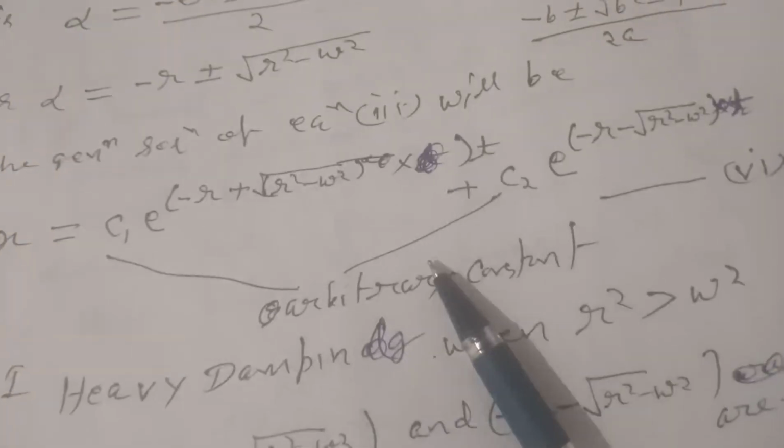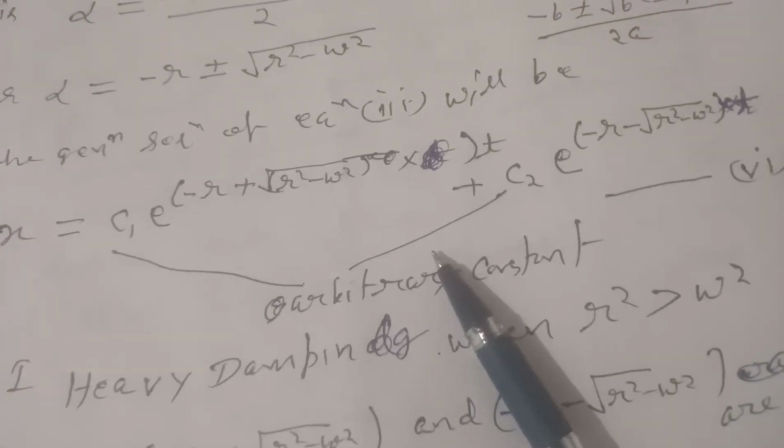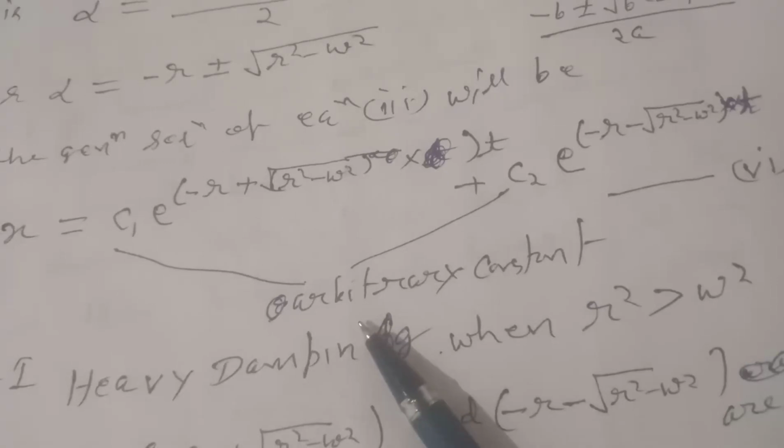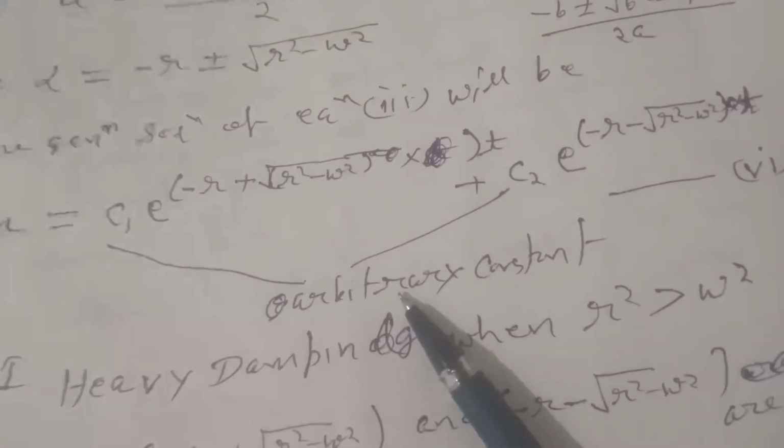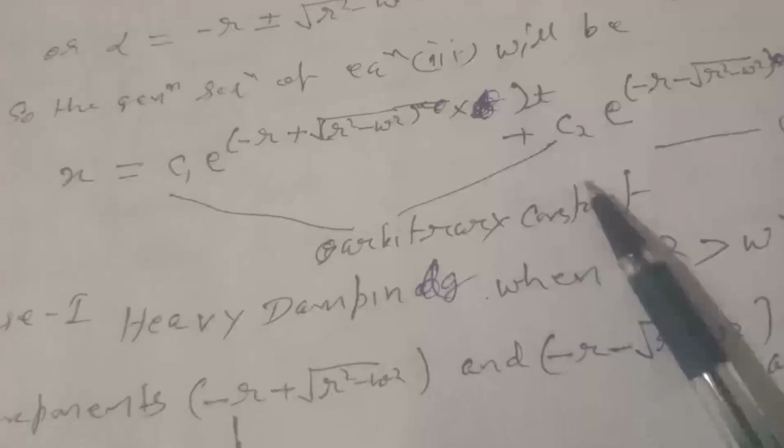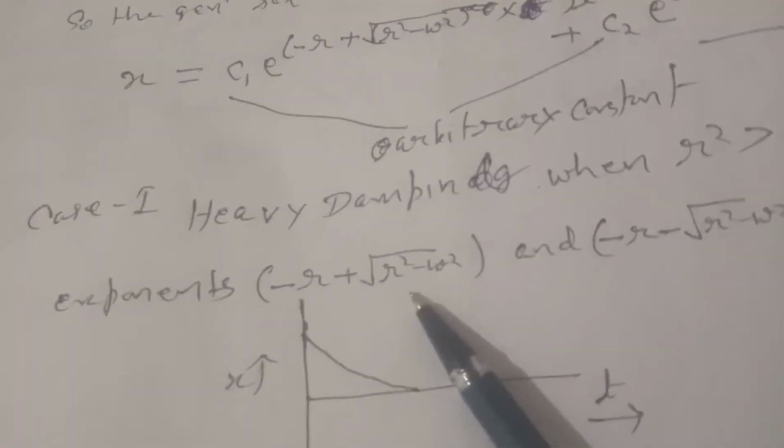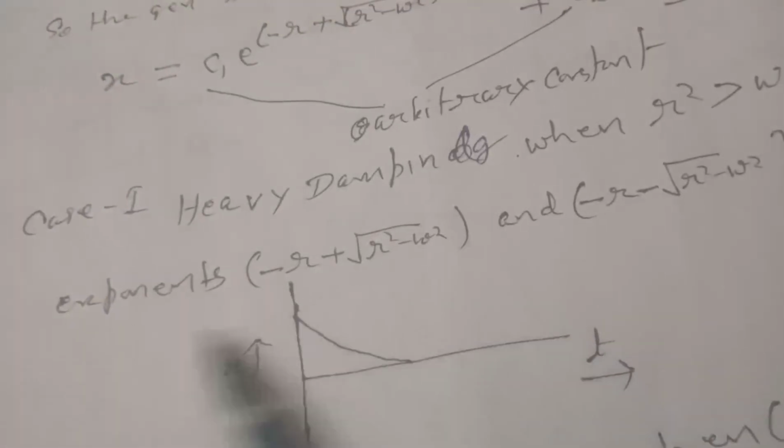Now from this general equation, we can consider some conditions. So there are cases we can discuss here. There is case 1, which is also the case of heavy damping, when r square is greater than omega square.